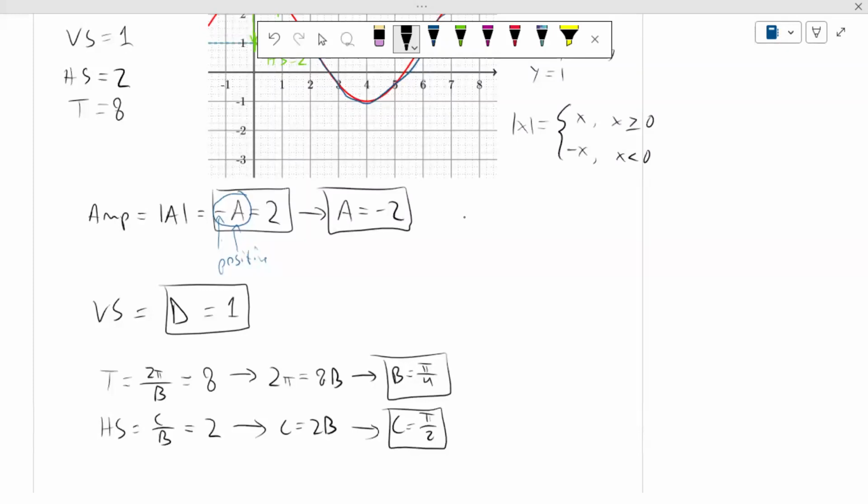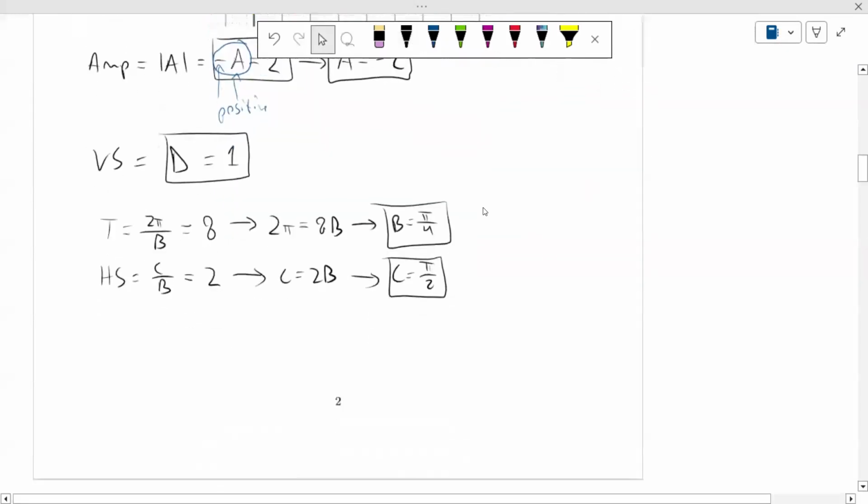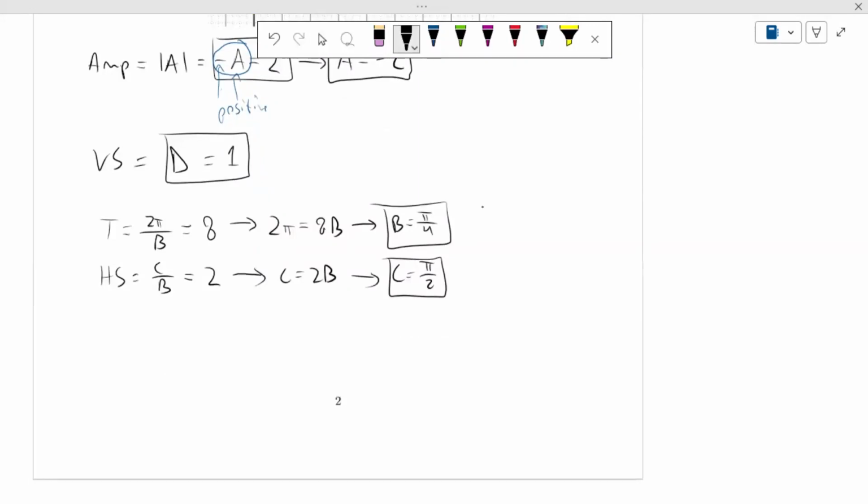Any questions on that? See, that's a pi right there. Yeah, you could do C divided by pi over 4 is equal to 2. But then you'd multiply by pi over 4 on both sides to get it out of the denominator anyway. So you'd still wind up with C equals pi over 2. All right. Any questions on that?